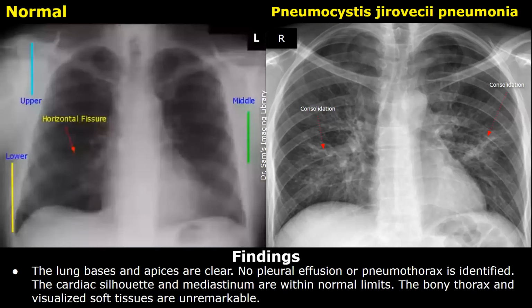The lung bases and apices are clear. No pleural effusion or pneumothorax is identified. The cardiac silhouette and mediastinum are within normal limits. The bony thorax and visualized soft tissues are unremarkable.